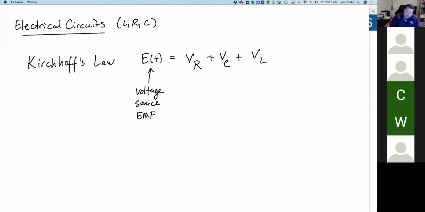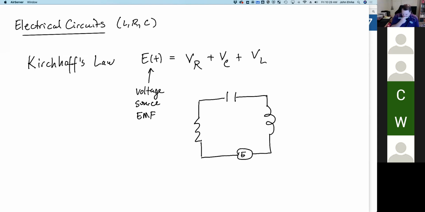The picture that goes along with this is you've got some sort of resistor, you've got your battery, which is the electromotive force, you've got a coil, which is called the inductor, and you've got a capacitor. Let me label each of these for you. This is a coil, which is known as the inductor, which is given the label L. The units for this are henries.